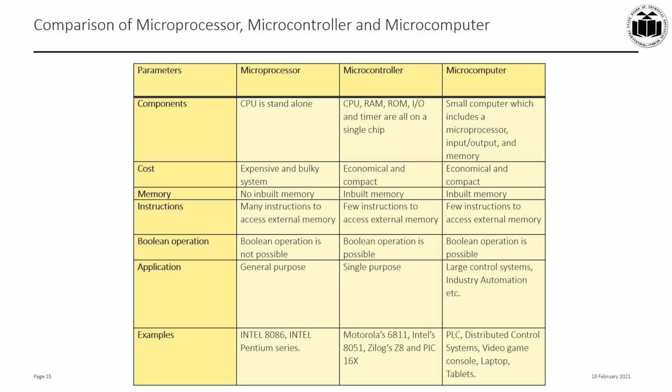Examples of microprocessor, the Intel 8086 and the Intel Pentium series are the examples of microprocessor. Similarly, for microcontroller, it is Motorola 6811, Intel's 8051, Xerox Z8 and the PIC series are the examples of microcontroller, whereas in case of microcomputer, we can say the examples are the video game console, the different laptops, the tablets and so on.